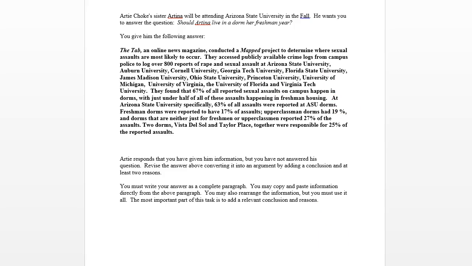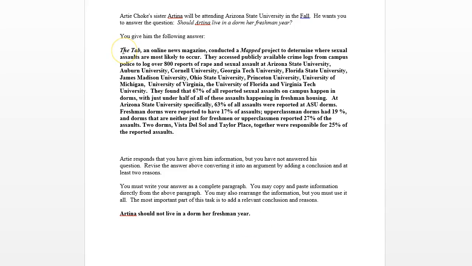So after I've read this, I've determined that Artina should not, let me lower the case there, should not live in a dorm her freshman year, because it seems like all of the statistics tell me all of the bad things that would happen in the dorm. So this is my conclusion, and I'm going to bold it so that you can see that that is the conclusion, and this is what I'm going to have to prove.